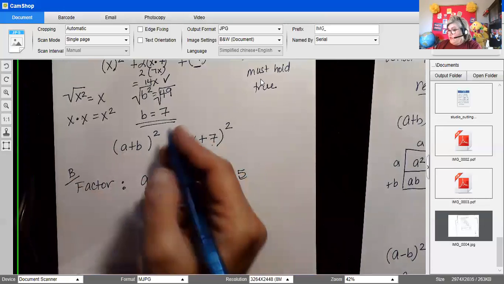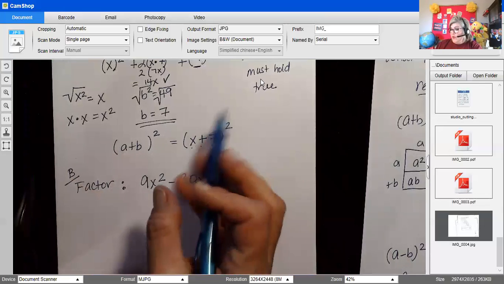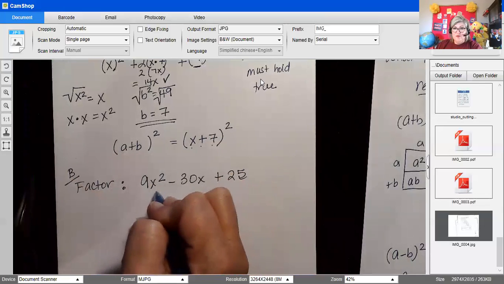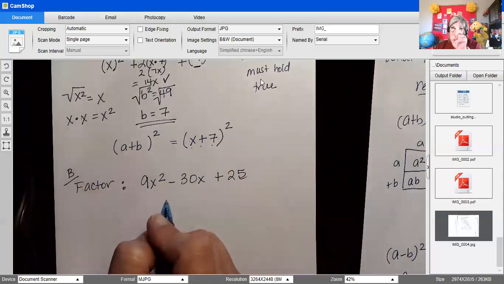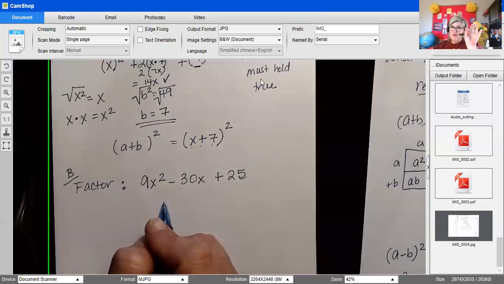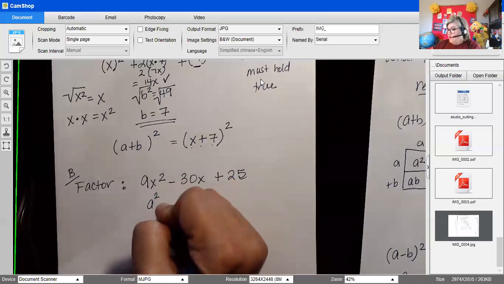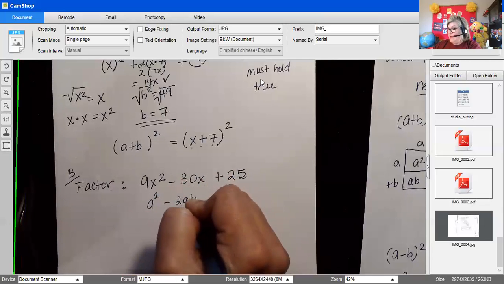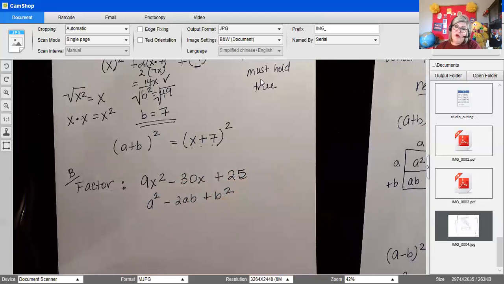One thing that you might want to notice here is that the coefficient on your x squared term does not have to be 1. So very important. So if we believe that this is going to be a squared minus 2ab plus b squared, we need to find out what our a is and what our b is.